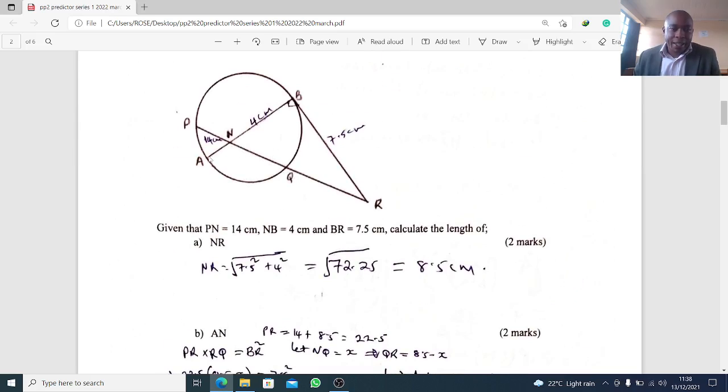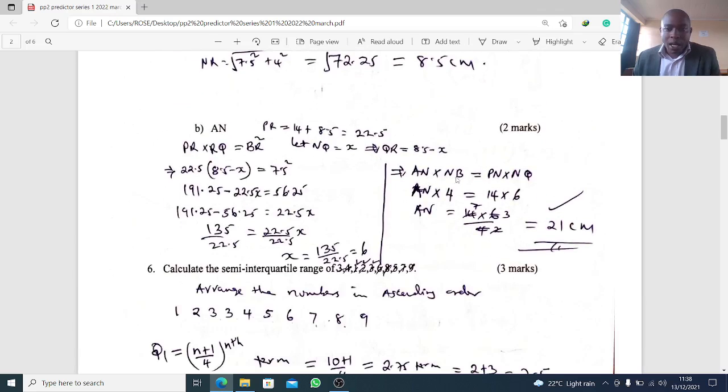I need AN. For me now to get AN, I use this principle for intersecting chords within a circle. We know that AN times NB equals PN times NQ. That is AN times 4 equals 14 times 6. AN equals 14 times 6 divided by 4, and that gives you 21 centimeters.